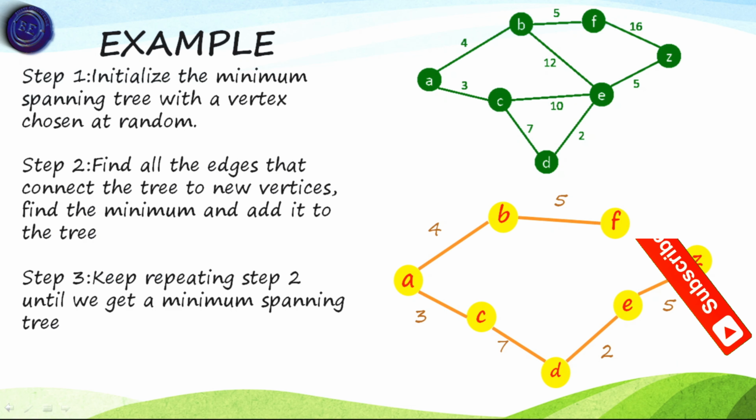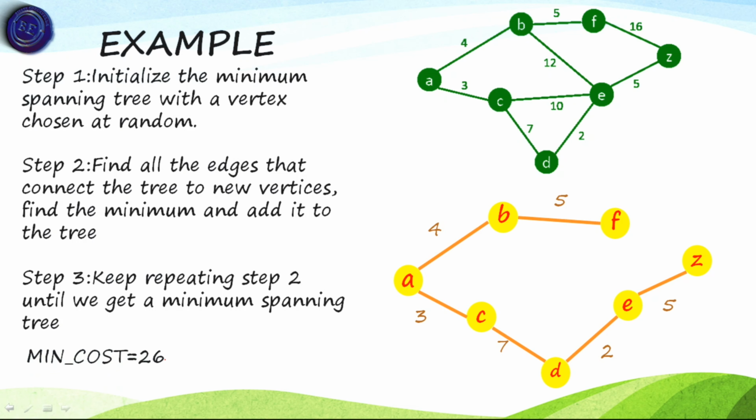When 16 is connected to F, it forms a cycle. So the minimum spanning tree's aim is not to form a cycle. So actually a tree doesn't have a complete cycle. Okay, so the total minimum cost is 26. So we find the minimum cost of this tree.